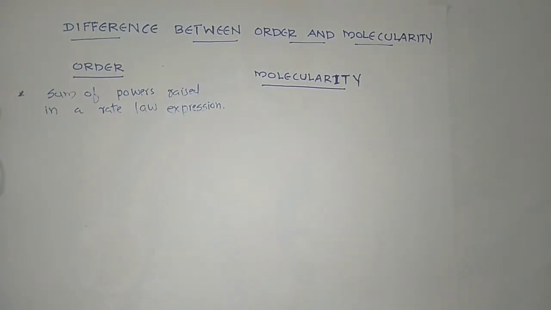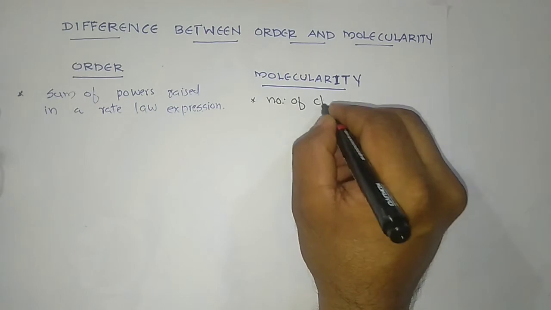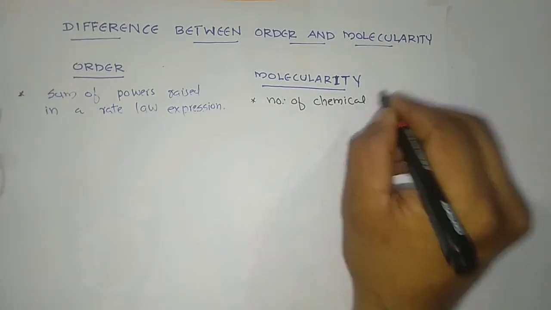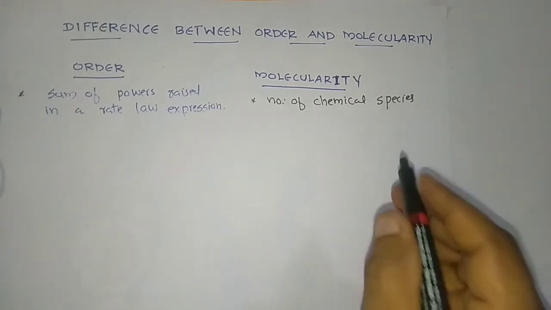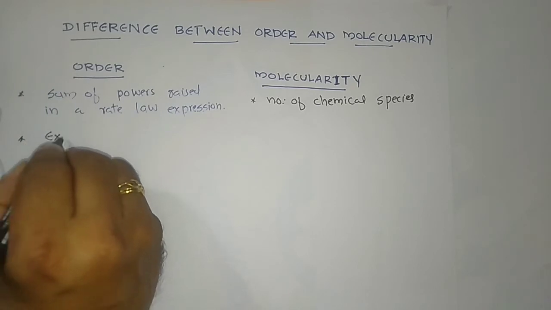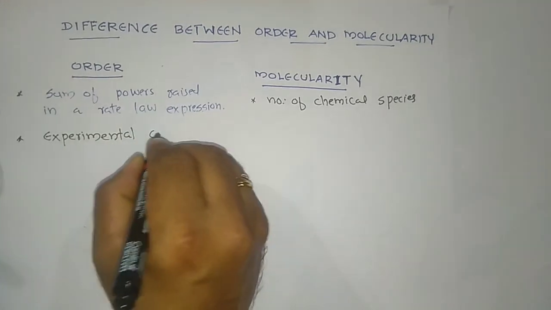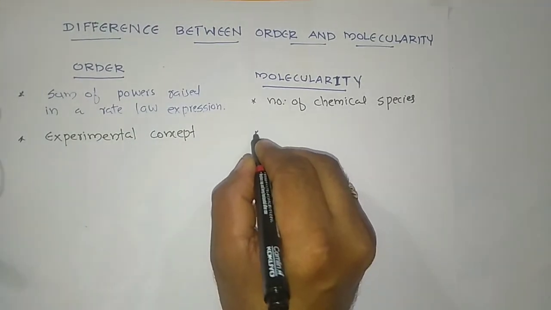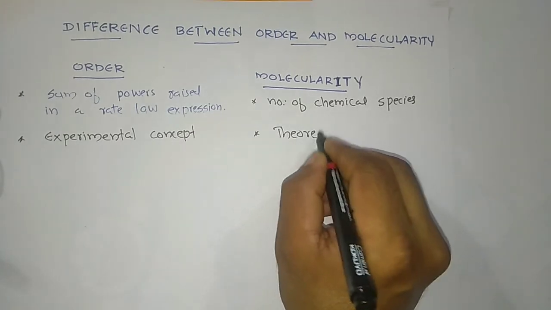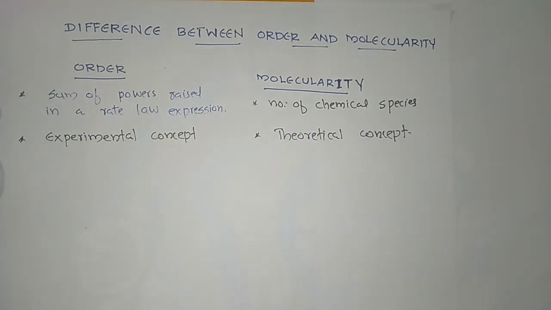Order. What is order? Order is the sum of powers raised in a rate law expression. Then what is molecularity? Molecularity is the number of chemical species or reacting species participating in the chemical reaction. Order is an experimental concept, but molecularity is a theoretical concept.